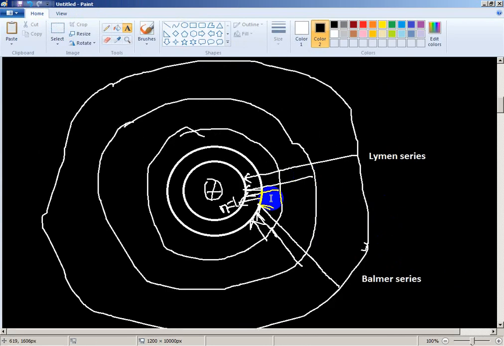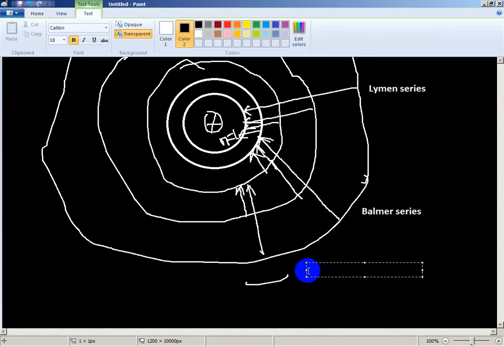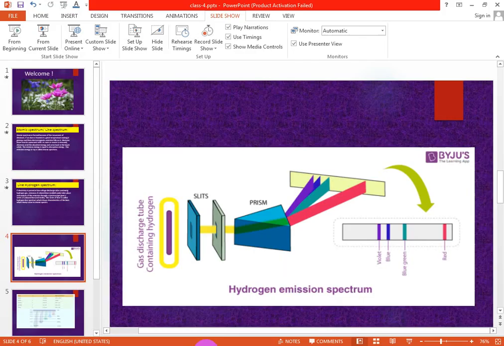Now, if the ground state is 3, and this is 2, and electrons move from excited state 4 to 3, or 5 to 3, or 6 to 3 and so on, then they form a series. This is called the Paschen series.